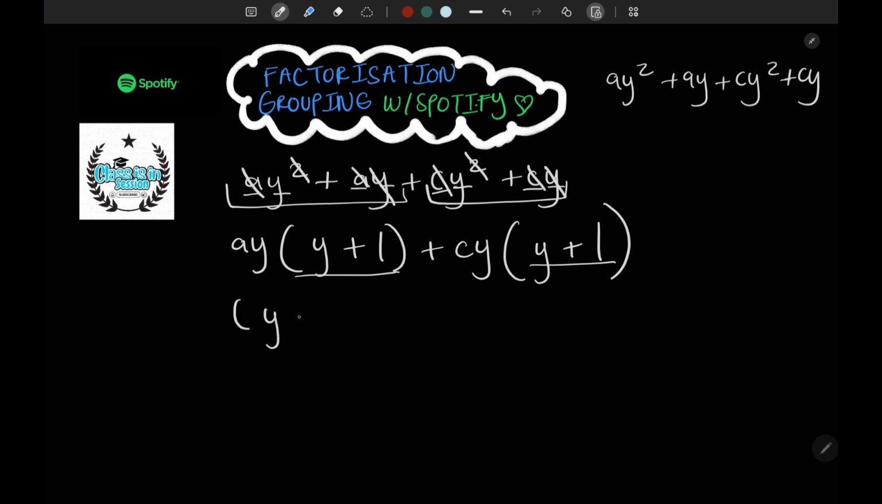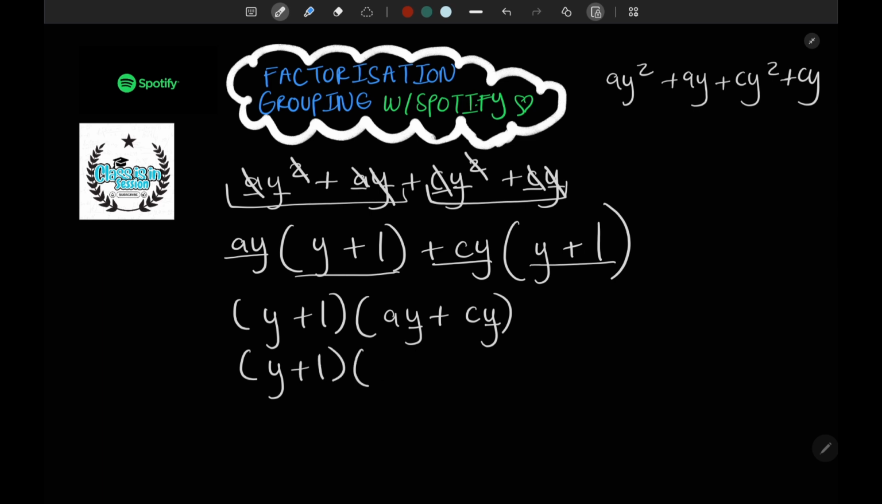You write it in a first bracket, y plus 1. And then what's outside? Ay and plus cy. So ay plus cy. However, this isn't fully factorized as you also have ay and cy, y and y. That can be factorized. So let's factorize that. Y plus 1. Open a bracket. Excuse me. Before you open it, take out your common factor, which is y, because y is common, right?